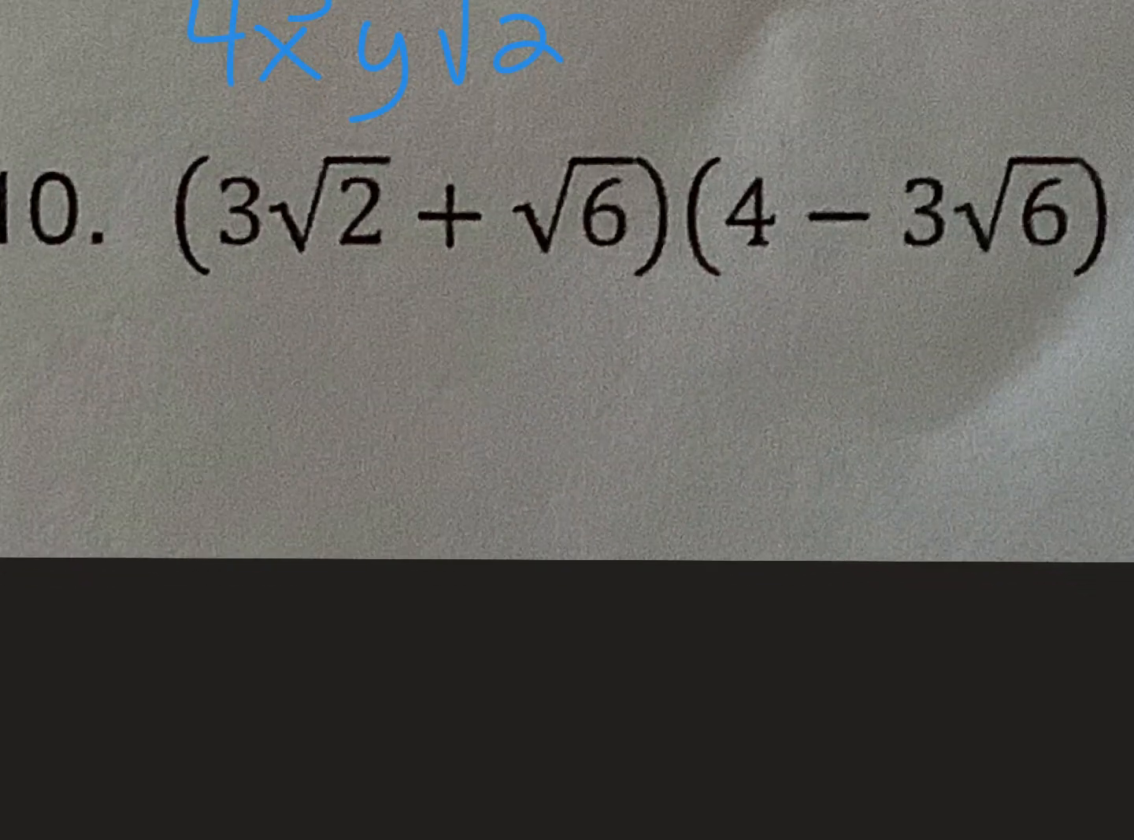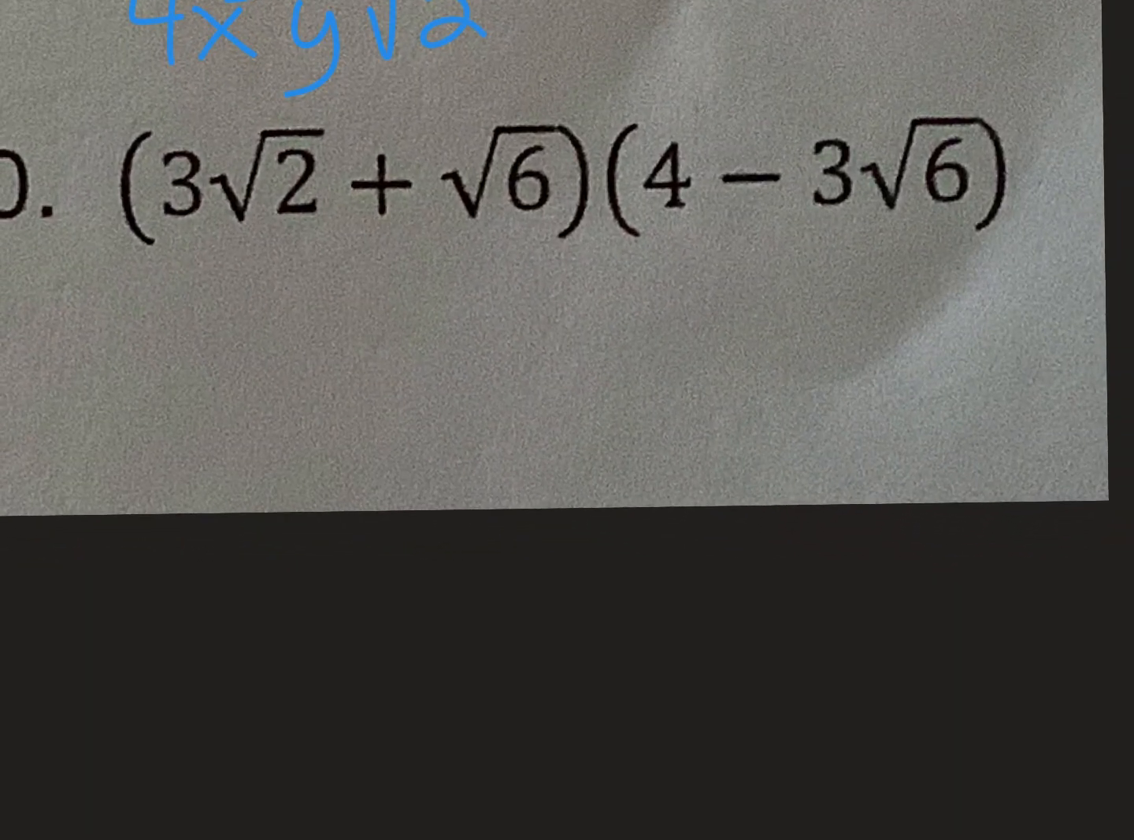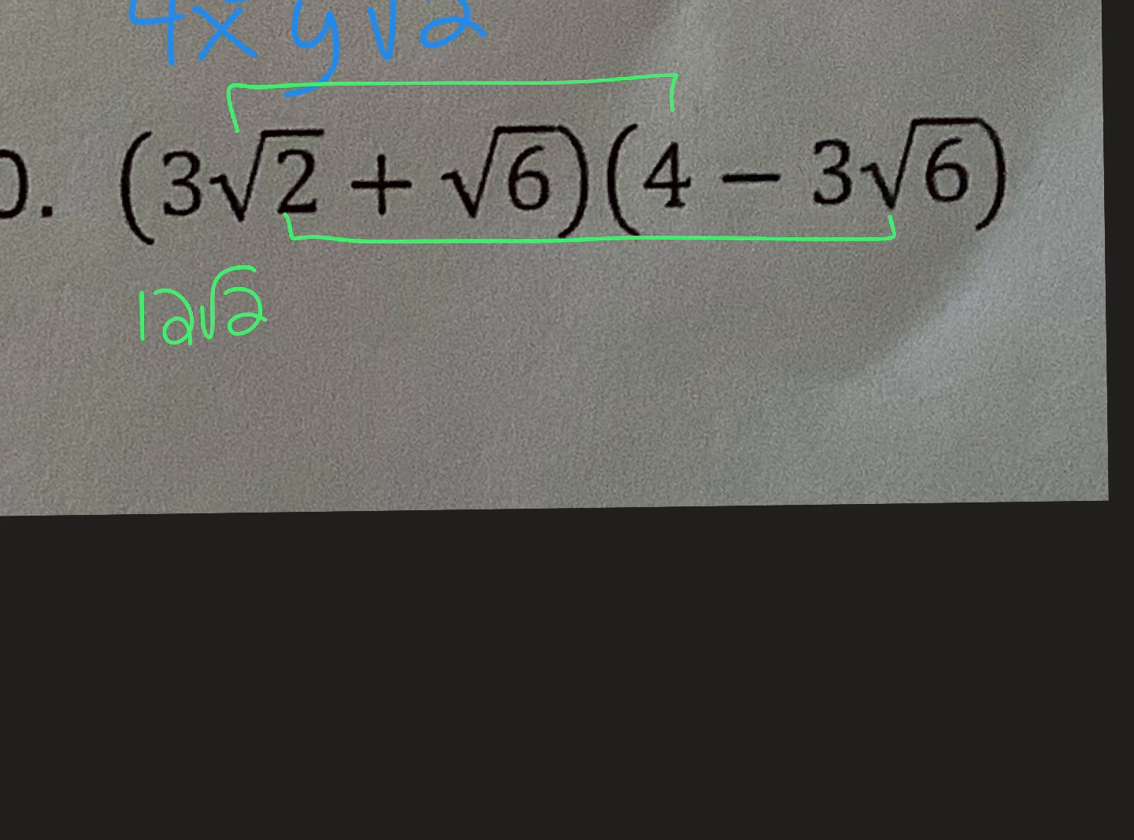Number 10. 10 is FOIL. It's going to go straight through FOIL here. So I'm going to do first those two. Remember, you can multiply numbers that are outside and also numbers that are inside, but not both together. So this first. Outer, I'm going here and here. 3 times 3 is 9. That's going to be negative because one's positive and one's negative. 2 times 6 is 12.